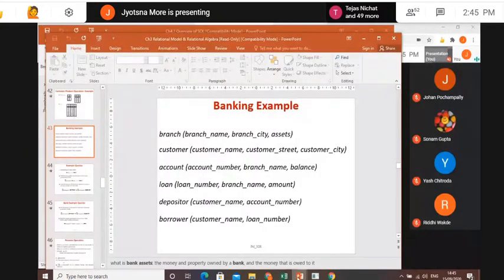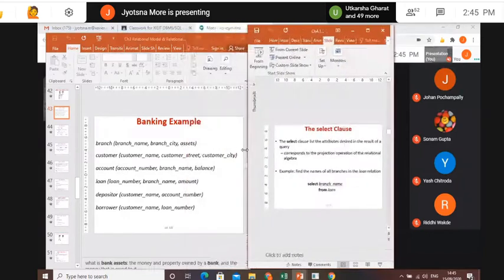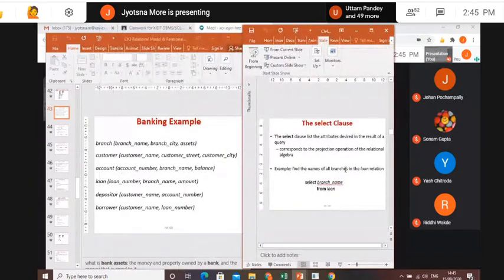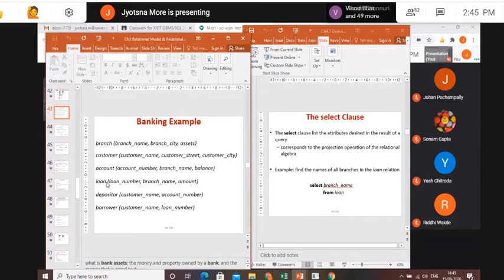see, what we have to find out, as they said, find the names of all branches in the loan relation, right? All branches in the loan relation. This is my loan relation. Loan relation consists of the branch name attribute, correct. So with the help of this, I will just write select branch name from my relation loan.